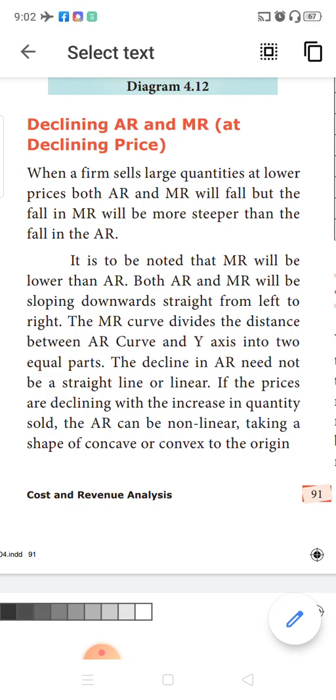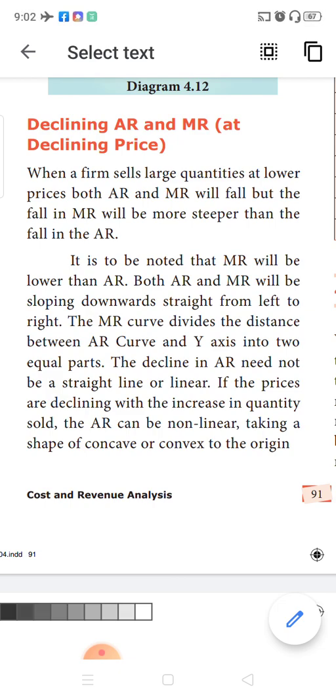It is becoming negative. So, since MR is falling much faster than AR, the MR curve is very steep and it is lying below the AR curve. That is the reason why the marginal revenue curve is below the AR curve, because it is falling very fast. That is the reason for the steep MR curve. And it should be noted that MR will be lower than AR.